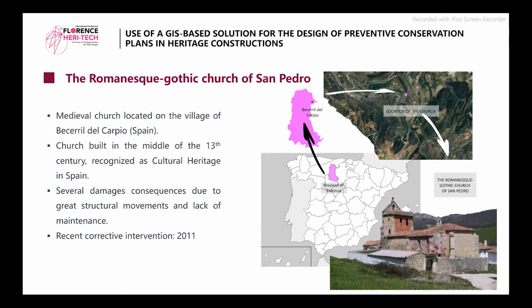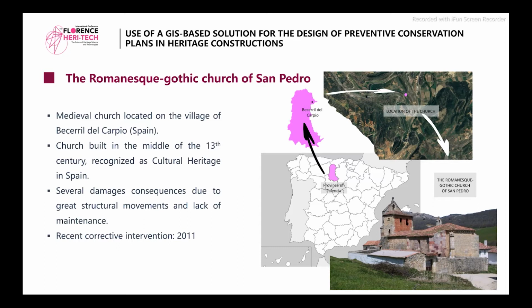To put these steps into practice, it has been necessary to choose a heritage building which has been previously inspected and which requires maintenance tasks. For this reason, the Church of San Pedro has been selected, a medieval church located in the village of Becerril del Carpio in the north of Spain.